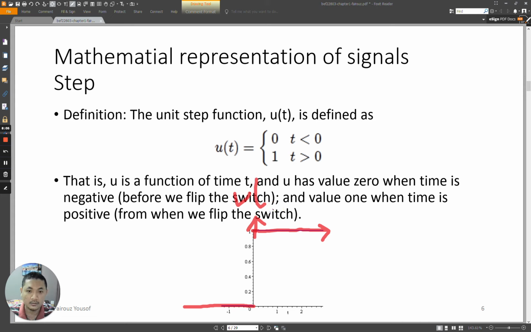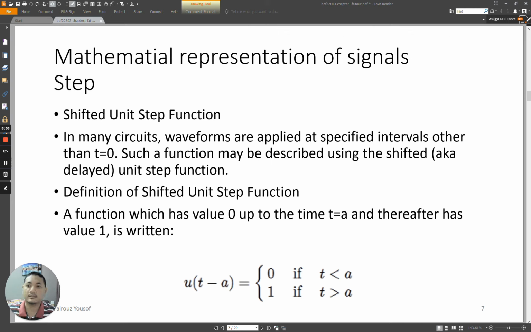Okay, sorry, difficult to draw using mouse. All right, so this y-axis here is the u(t), right? So 0 here for t less than 0, and then u(t) is 1 for t more than 0. That is, u is a function of time t, and u has value 0 when time is negative. All right, before we flip the switch, turn on, turn off the switch. Right, and then let's go to the next step.